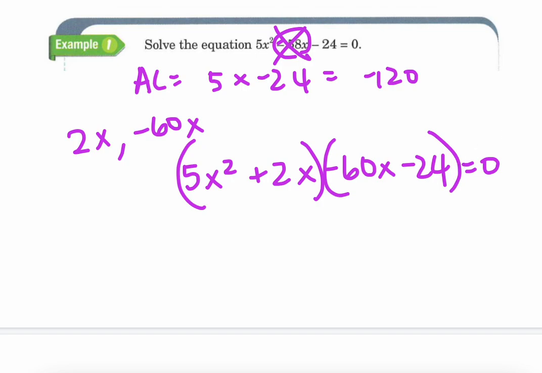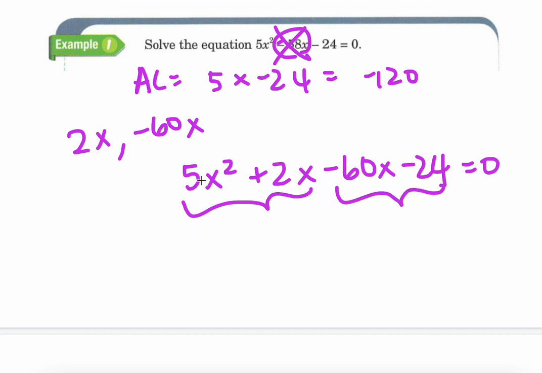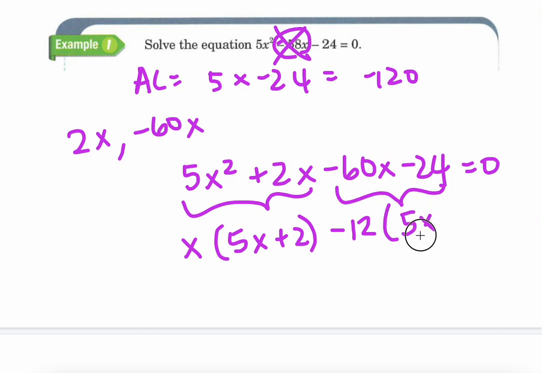Okay, so I'm actually going to erase that because it's not actually multiplication. We're going to group it together like this. All right, what do 5x squared and 2x have in common? Well, they have an x, and that's it. So left over is 5x plus 2. And over here, what do negative 60x and negative 24 have in common? They both have a negative, and like we said before, a 12 in common. So then left over is 5x.